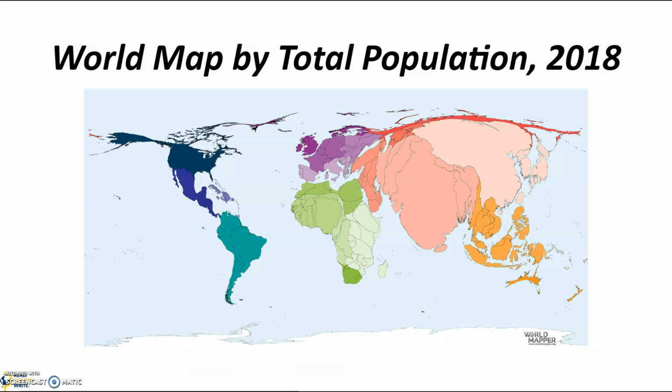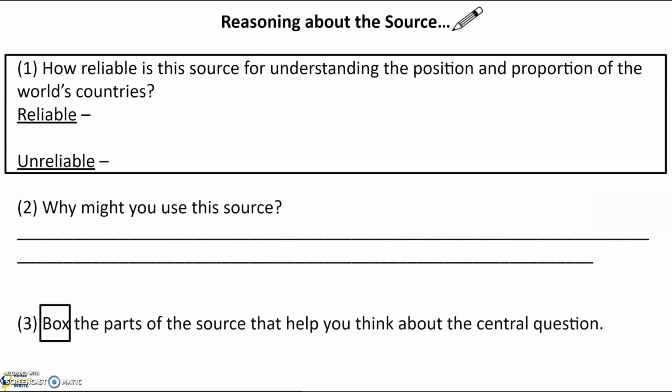So if we go look at our next map, you can see we've got some kind of small countries, and we've got some very large countries, but this doesn't look anything like what we see. So a cartogram is by size. Again, here are your questions to answer.